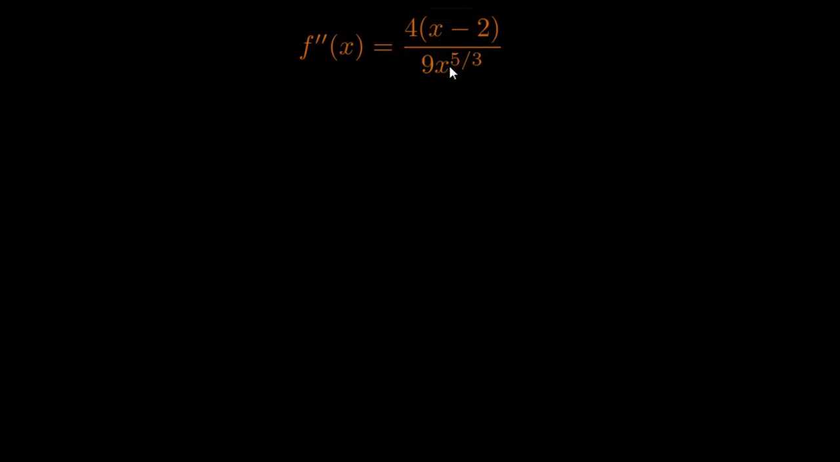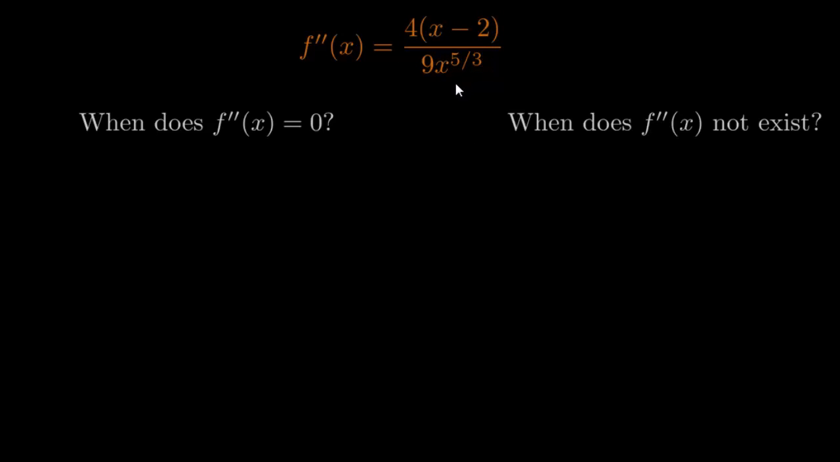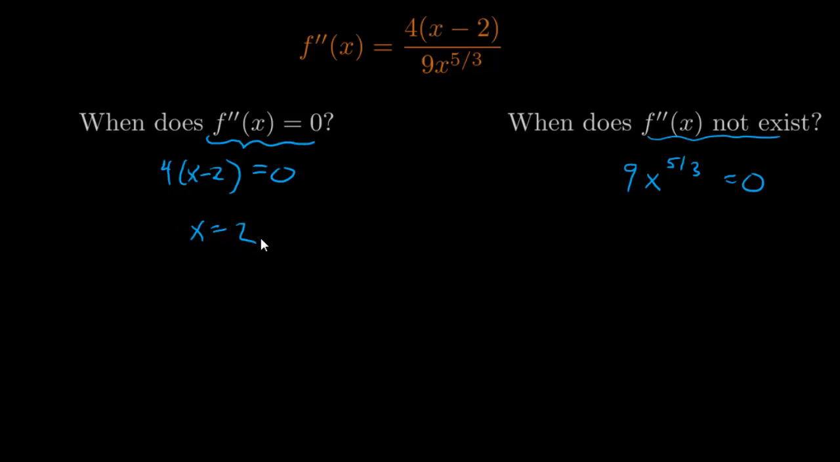All they did was we brought the x to the 5/3 down to the bottom. So now what we're going to do is set the second derivative equal to 0, and when the second derivative does not exist, we're going to answer those two questions. Now when the second derivative equals 0, that would just be when the numerator equals 0. You do not have to set the denominator equal to 0 in this case. However, in this case, we do, because that's exactly when the second derivative doesn't exist, is when the denominator equals 0. Solving these, we get x equals 2, and over here, we get x equals 0. So we have two basically critical values to the second derivative, 2 and 0.